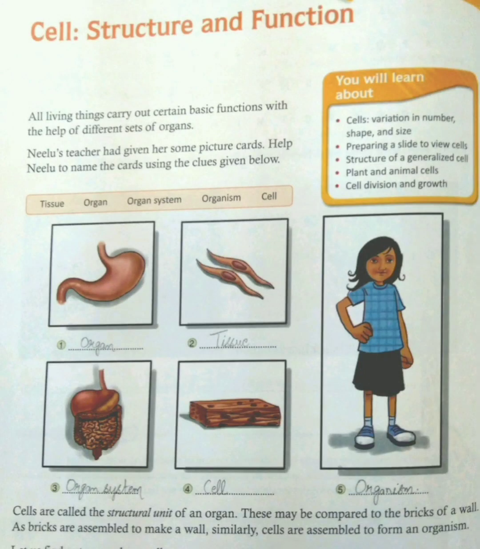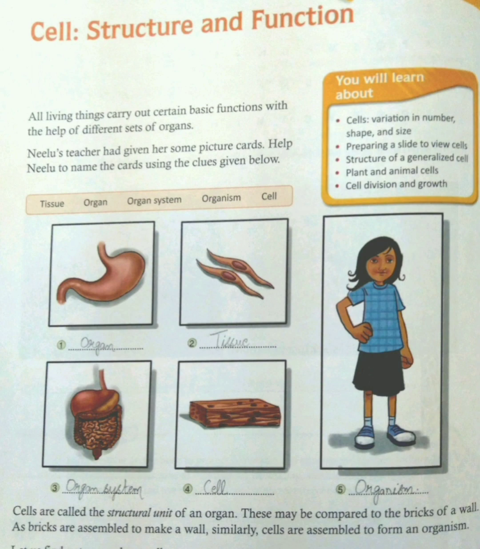Hello everybody, today we are going to start with a new chapter, cell, its structure and function. We see a lot of living organisms around us. All the living organisms are made up of cells. There are two types of living organisms, unicellular and multicellular. Unicellular organisms are made up of one cell and multicellular organisms are made up of many cells. So what is a cell? It is the structural and most basic unit of an organism.